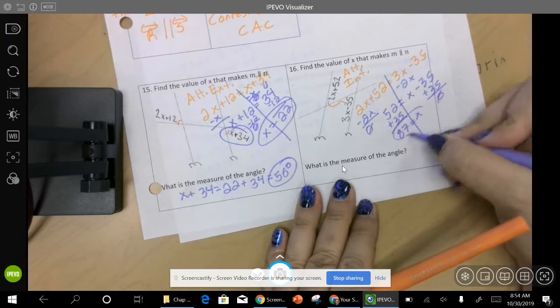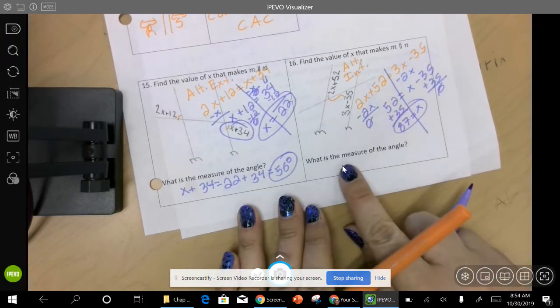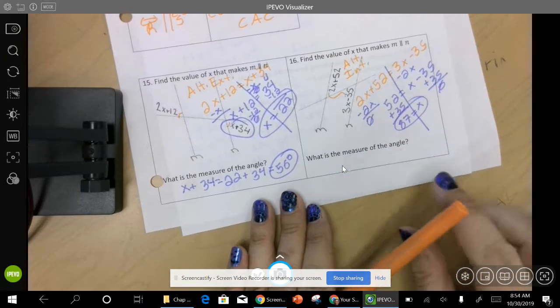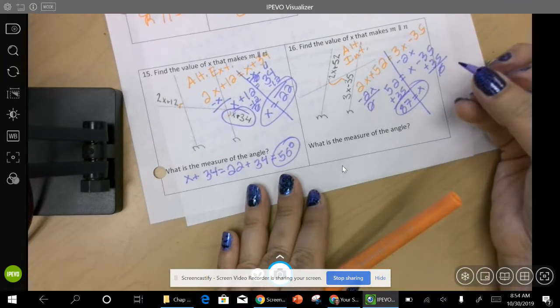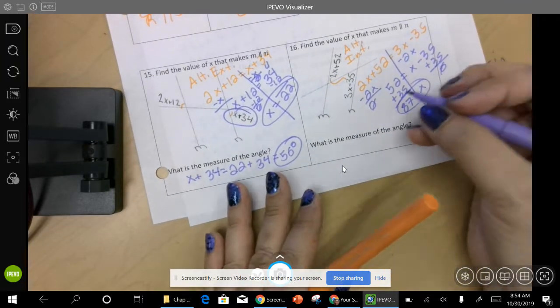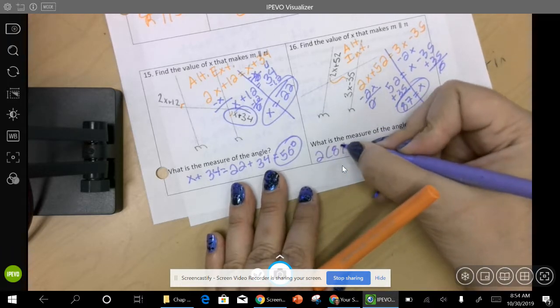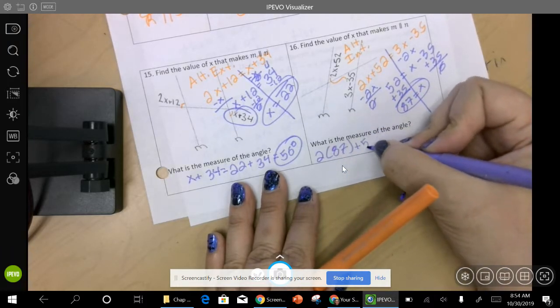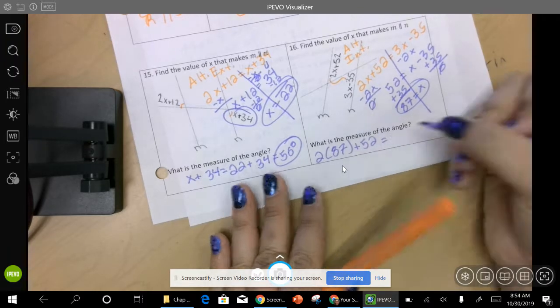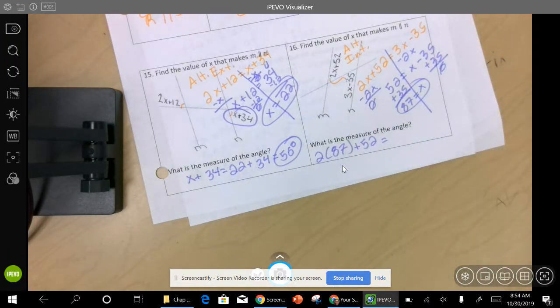Okay, so we have this one. Okay, we're not done. It says, what's the measure of the angle? So we're going to have to add that in. So I'm going to have to go 2 times 87 plus 52. Okay, so we're going to have to multiply those together.